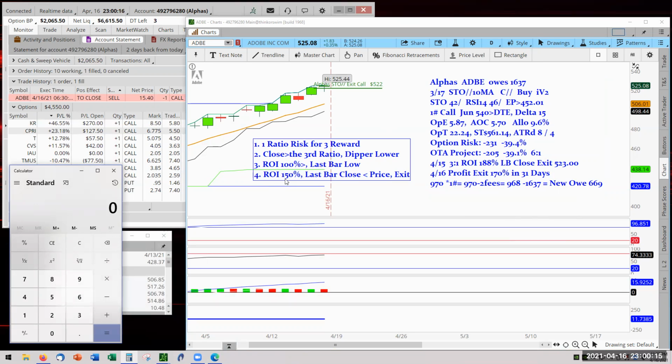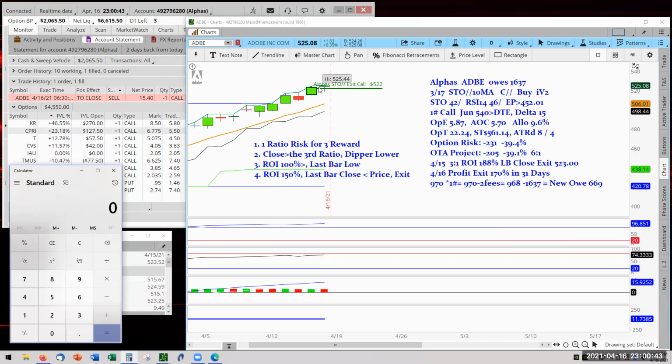We had 100% fit plus ROI today. The result is that we went to close high, exit. What that means is last bar close. So the last bar close was here at this high, which represented the 188% yesterday. You can check yesterday's videos for April 15.